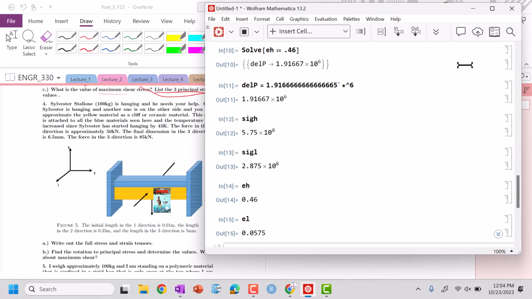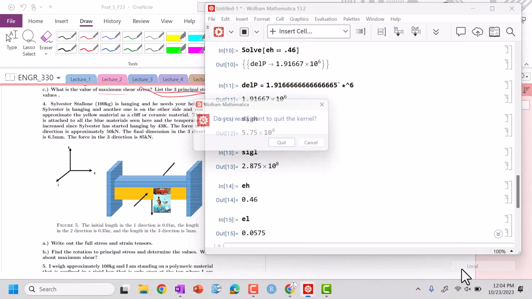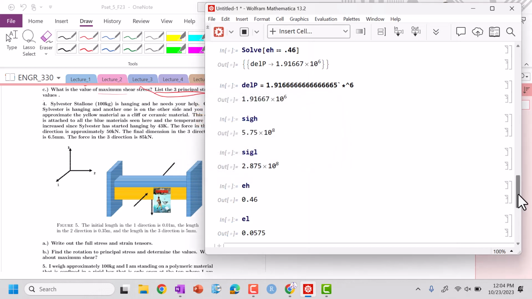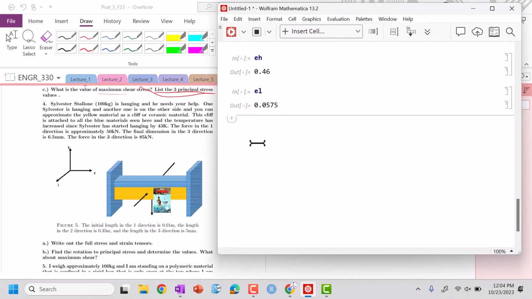Let's go ahead and quit the kernel. So our material is a ceramic. Y equals 300 times 10 to the 9th. Our nu is equal to 0.2. Excellent. Attach the wall, started hanging. The temperature is increased, so our delta T is equal to 43. Increase positive, so that's good.